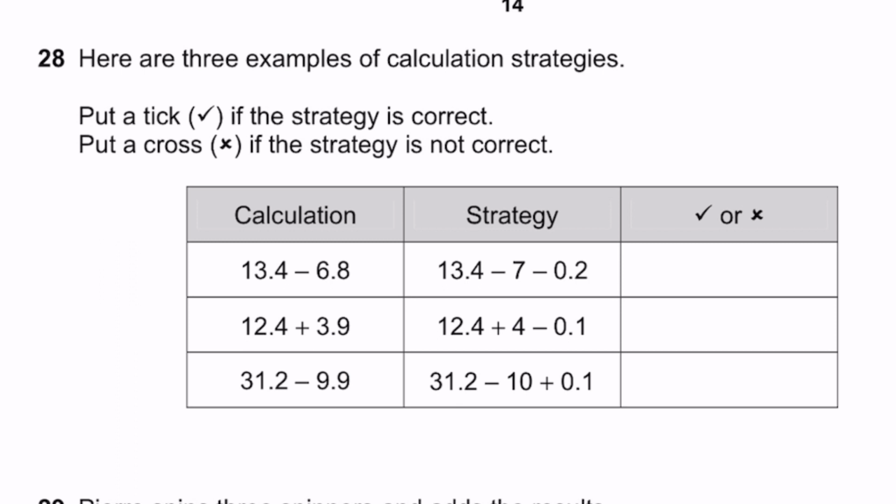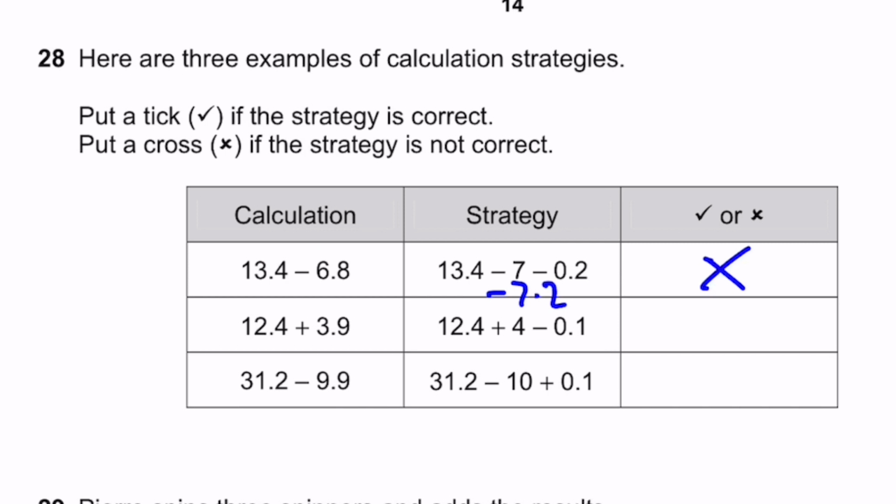Question 28. Here are 3 examples of calculation strategies. Put a tick if the strategy is correct and put a cross if the strategy is not correct. Calculation 13.4 minus 6.8. Strategy: 13.4 minus 7 minus 0.2. Negative 7 minus 0.2 is equal to negative 7.2. But negative 6.8 and negative 7.2 are not equal, so you don't get the same answer.